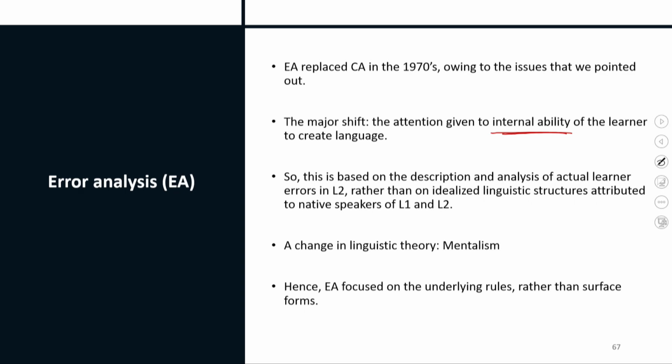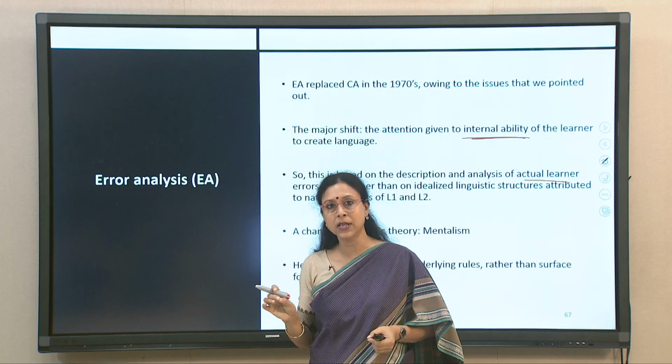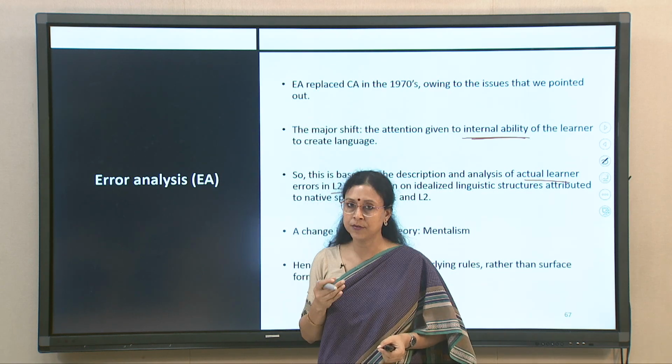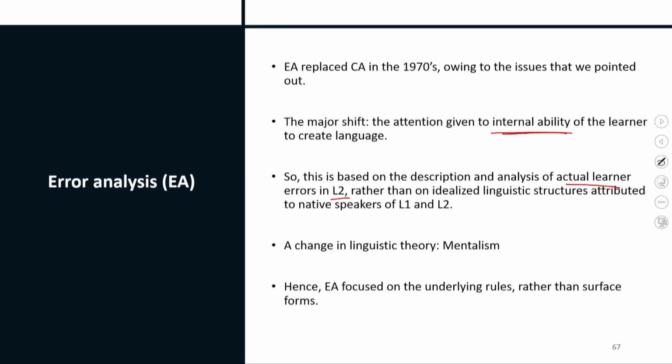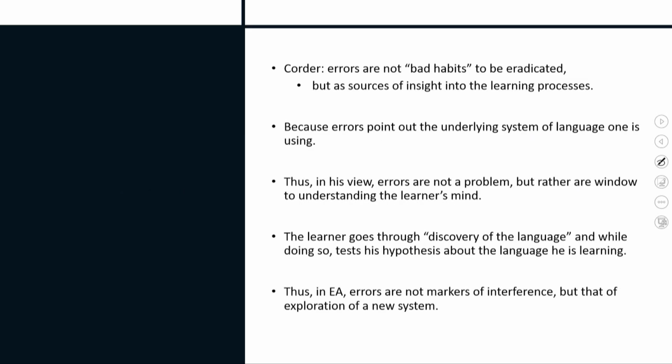Right. So, this is based on the description and analysis of the actual learner errors in L2 rather than on idealized linguistic structures, because CA was looking at the structural properties of the two languages as they should be, but not exactly as the learner had produced them. This is an important distinction. Here they were looking at the data itself, the kind of L2 the learner produced, and on the basis of that they were looking at possible theories as to how to look at it. Because mentalism was already there, they focused on the underlying rules, because universal grammar talks about the underlying rules. So, this theory also focused on the underlying rules rather than on the surface forms.